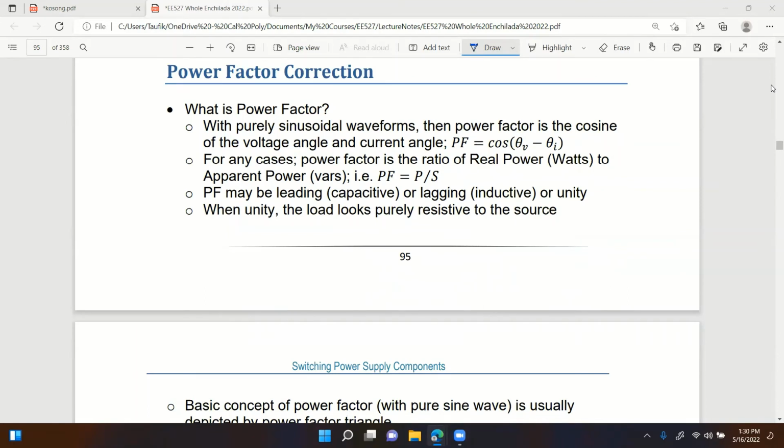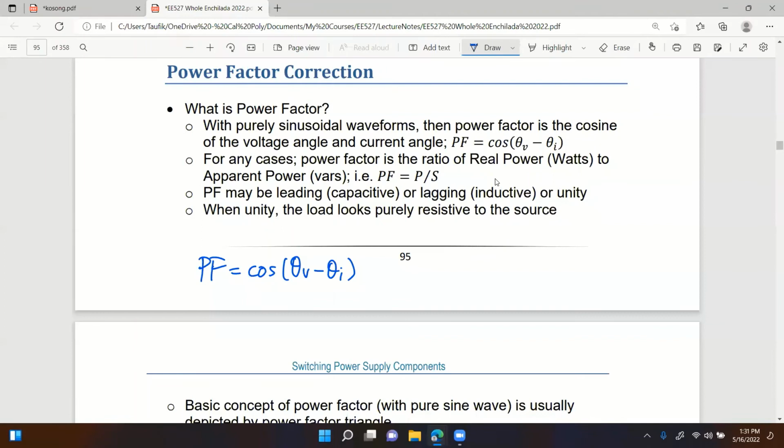Another circuit that we may introduce to the input side of the DC to DC converter or power supply would be power factor correction. So what is power factor? First of all, with purely sinusoidal waveforms, the power factor is the cosine of the angle between the voltage and the current, so cosine of theta V minus theta I. This is only true for sine waves, so don't use this if the waveform is not a sine wave.